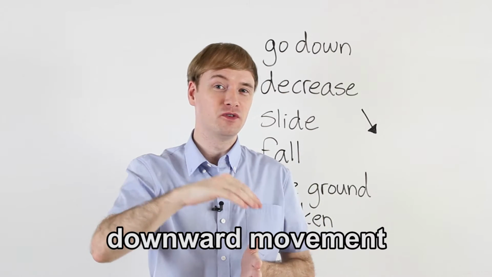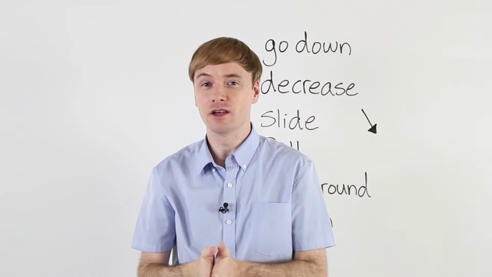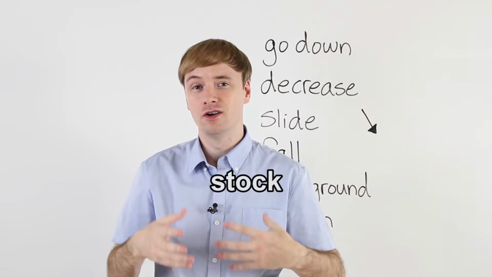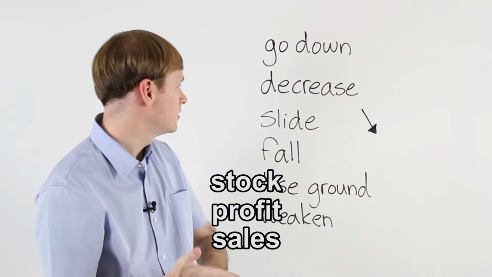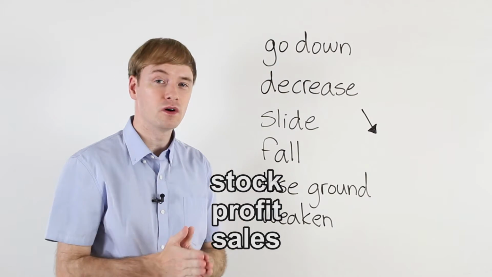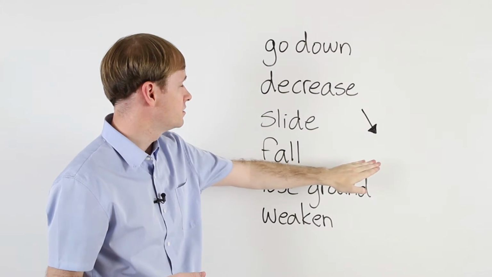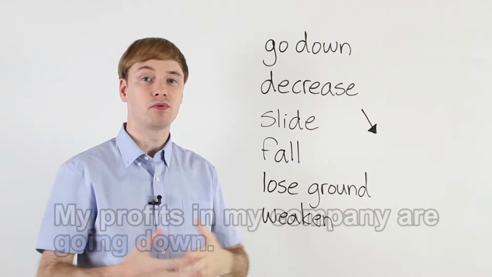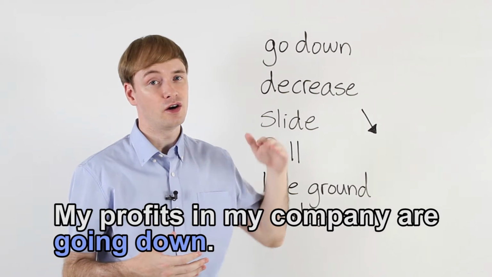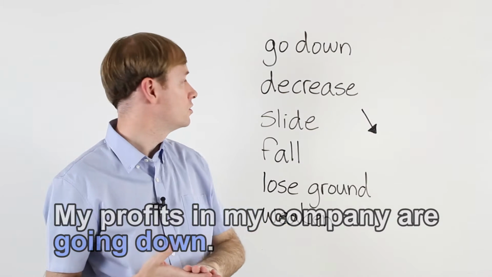Now downward movement is scary when you're talking about stock or profit or sales. Okay, let's take a look. These are the verbs you want to use for downward movement. The first one, go down. So if I say my profits in my company are going down, that's not good.